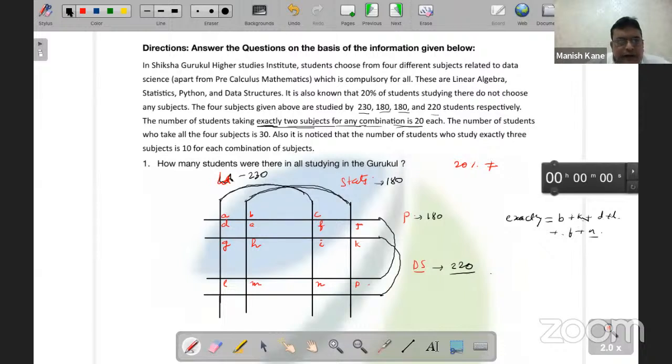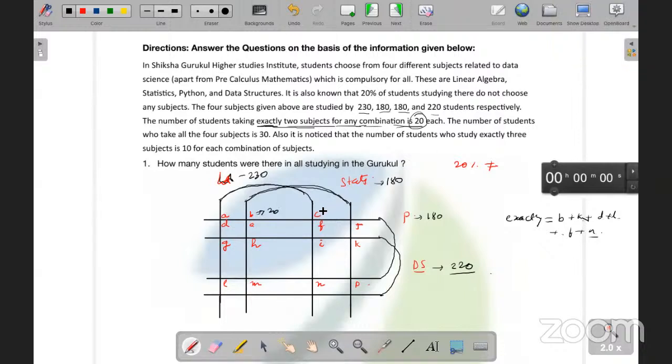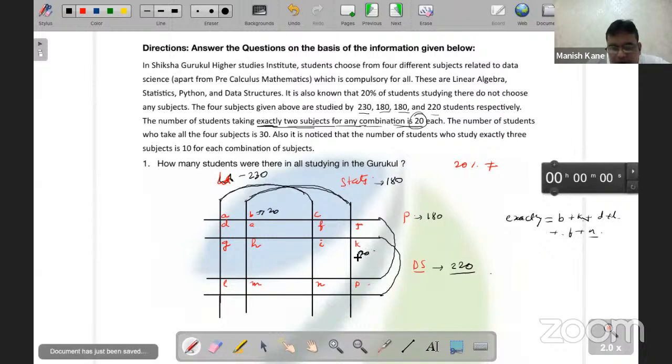Everywhere I will write how many? 20 students each. 20. So this is also 20. K is also 20. D is also 20. Where is D? D is also 20. I hope you can see this. L is also 20. F and N are also 20 each, because 20 is each.